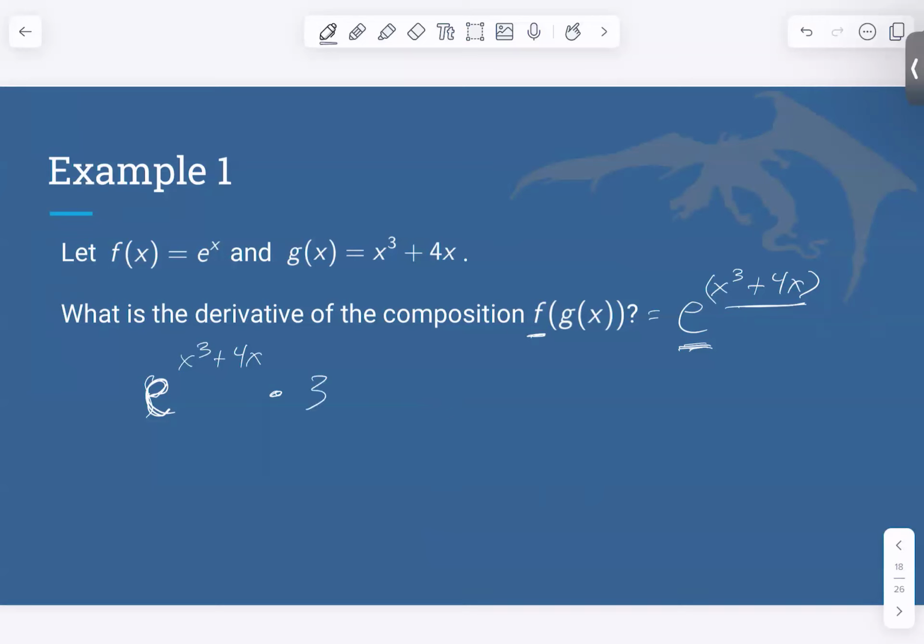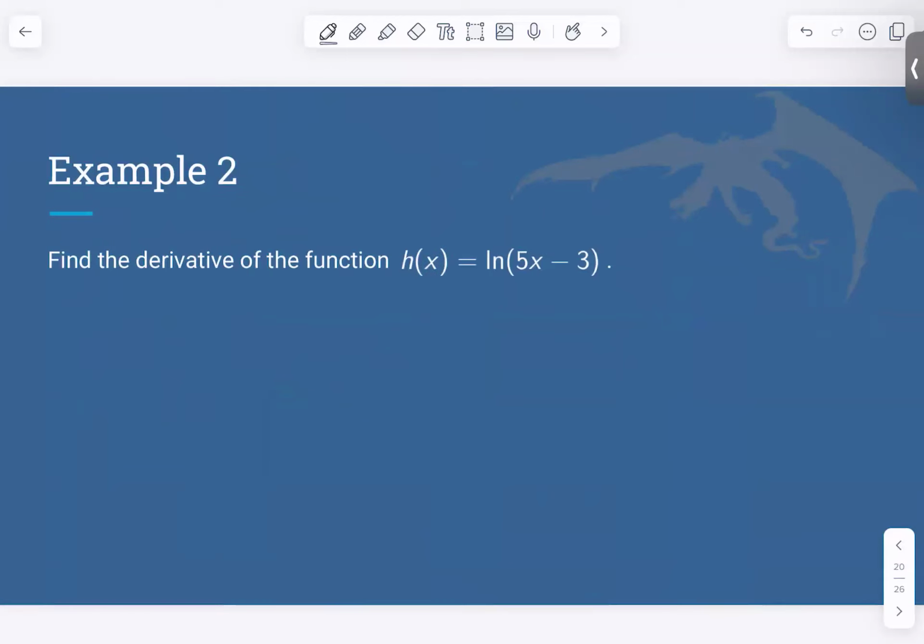It's going to be 3x squared plus 4. And that's honestly how you do it. All right. So, and what we did is we just used the chain rule on that.